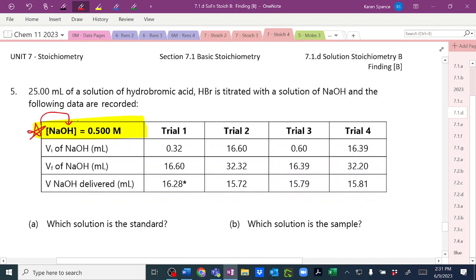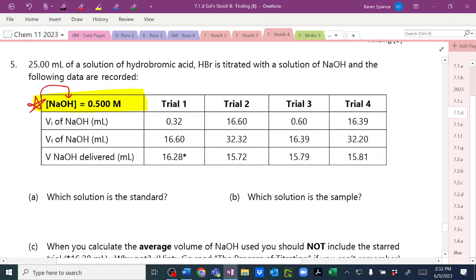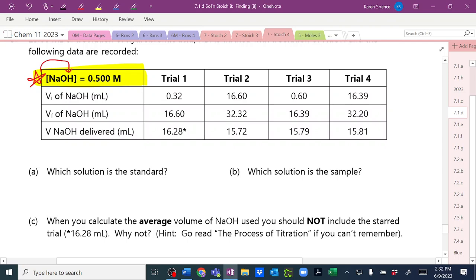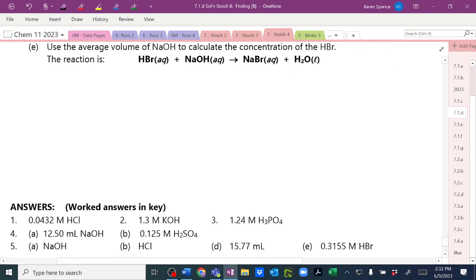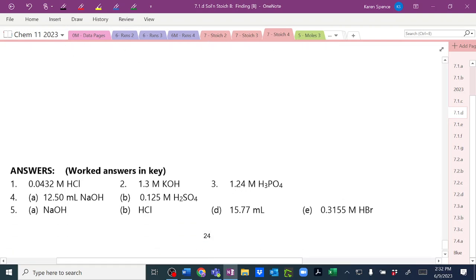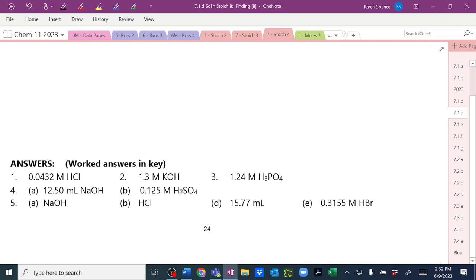And you'll notice, how many trials are there here? There's 4 trials, yes? So you're going to have to decide, are there any outliers when you calculate your average volume of the NaOH delivered? Which ones are you going to include in that average? You're going to be identifying who is the standard, who is the sample. You're going to be calculating the whole shebang. The answers are down here. The worked answers are in the key.